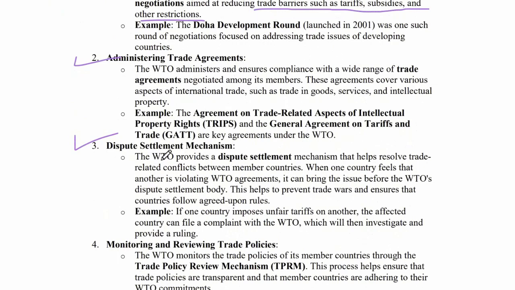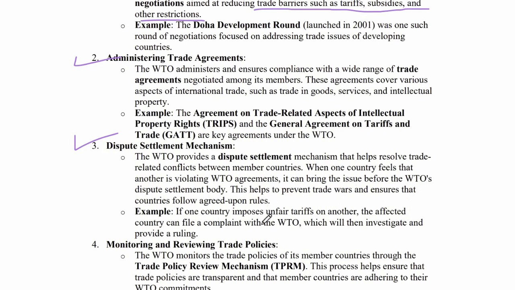Third is dispute settlement mechanism. The World Trade Organization provides a dispute settlement mechanism that helps resolve trade related conflicts between member countries. When one country feels that another is violating WTO agreements, it can bring the issue before the WTO's dispute settlement body. This helps to prevent trade wars and ensures that countries follow agreed upon rules.